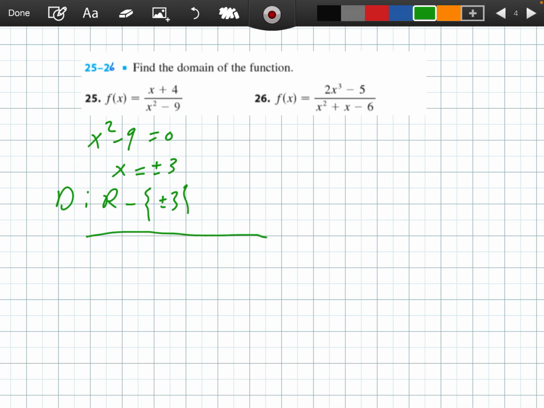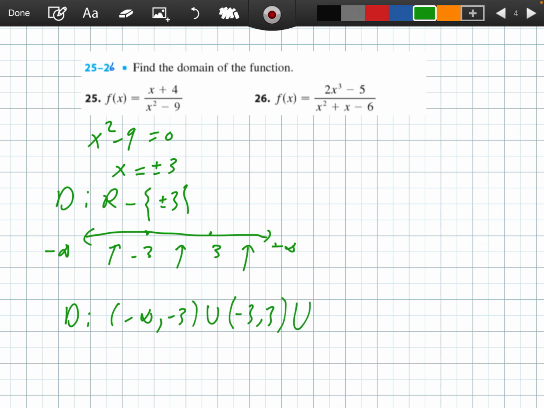Another way to express the domain is on the number line from -infinity to +infinity, and we have -3 and +3. We can see we have 3 intervals: 1, 2, and 3. So we write the domain as -infinity to -3, union -3 to 3, union 3 to +infinity. And remember, don't put a closed interval at -3 and 3 because they are excluded.